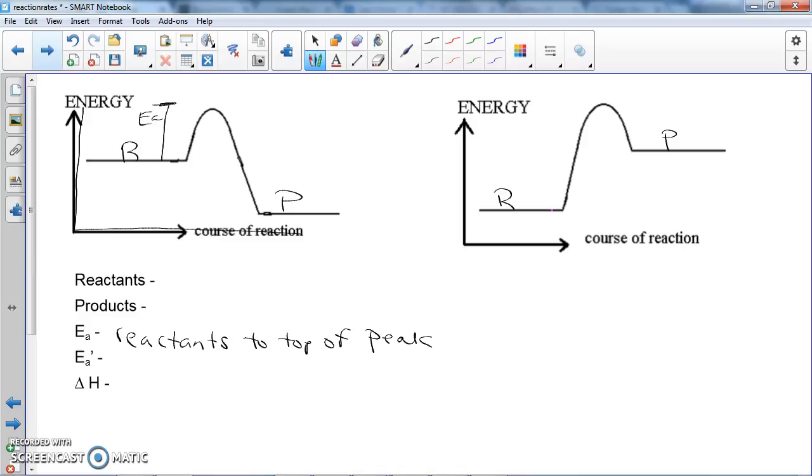Same thing for this diagram. It's the same for both diagrams. So this is your E sub A, that's activation energy. Your E sub A prime is marked right there. It goes from here to the top, so it's the products to the top of the peak.